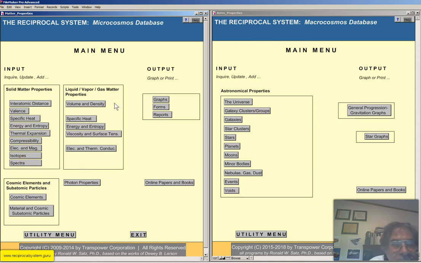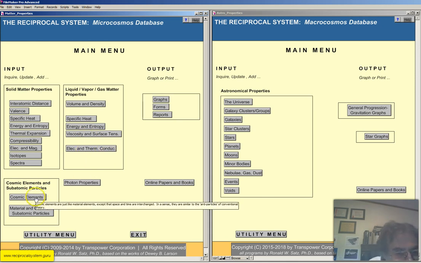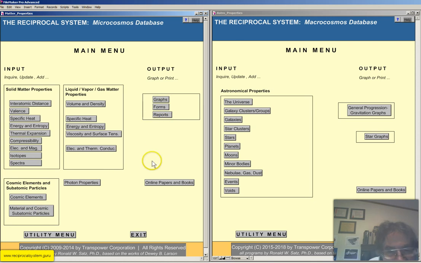I've also covered in previous screencasts liquid vapor. Okay, I've covered liquid vapor, gas matter properties, volume and density, specific heat, energy and entropy, viscosity and surface tension, and electrical and thermal conductivity. I've also covered cosmic elements and material and cosmic subatomic particles and photon properties, and today we covered graphs.